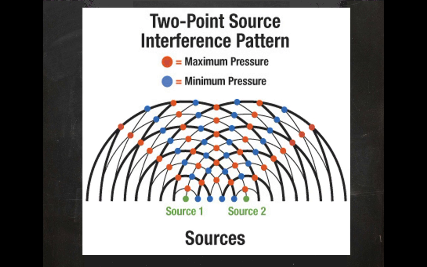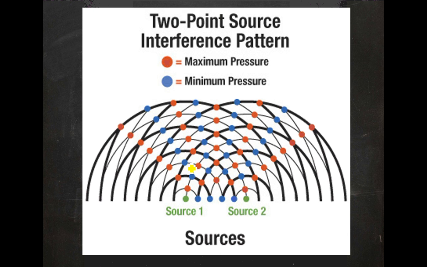Now, if we look at the interference pattern of two sources traveling in the same medium, we have a combination of constructive and destructive interference. So I've got over here one wave being generated and another wave being generated. And let's say these thin lines represent a trough and the thick lines represent a crest.